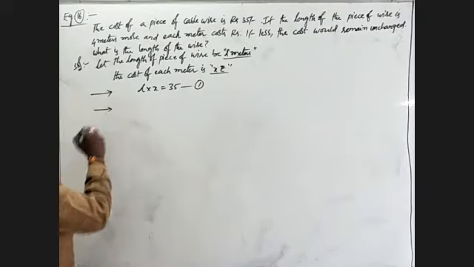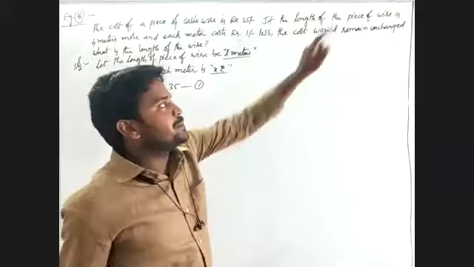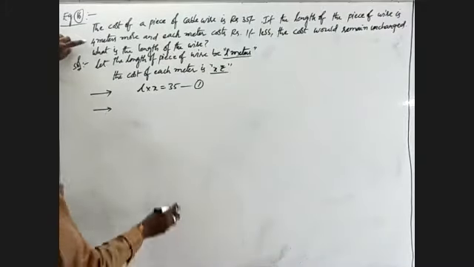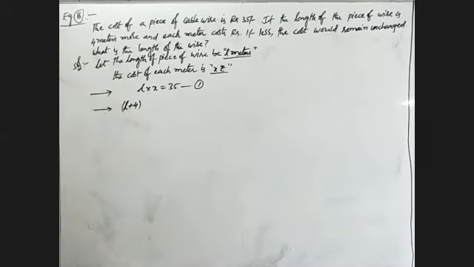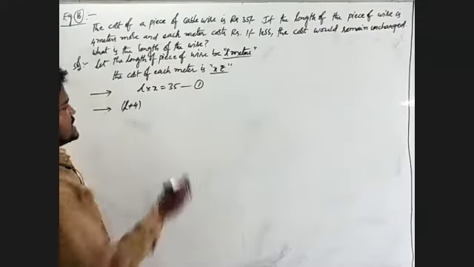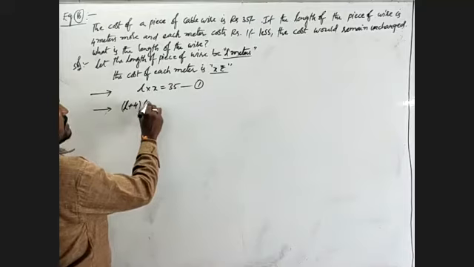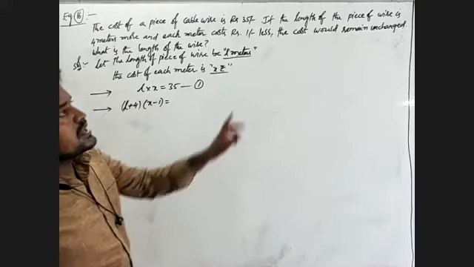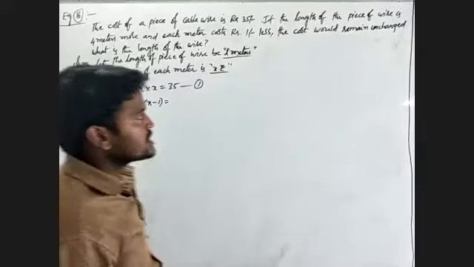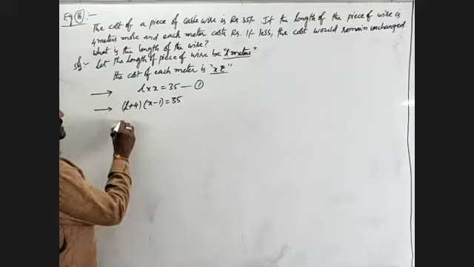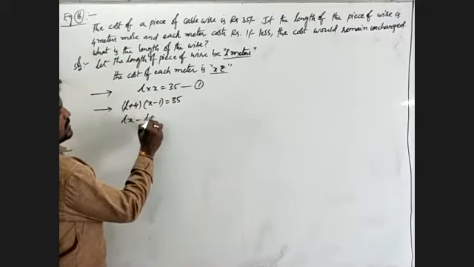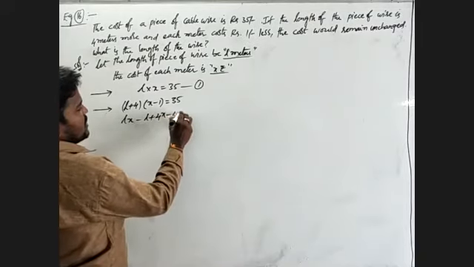After that, one more statement is given: if the length of a piece of wire is 4 meters more, I will write L plus 4, into, since each meter cost is 1 less, x minus 1, is equal to 35, as the cost would remain unchanged. Multiplying this, I will write Lx minus L plus 4x minus 4 is equal to 35.